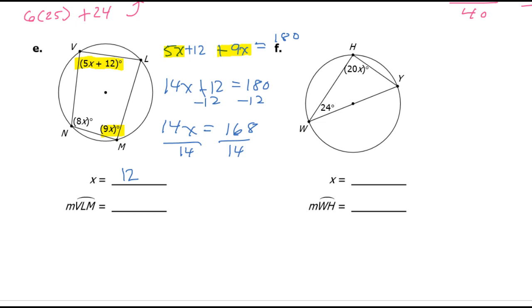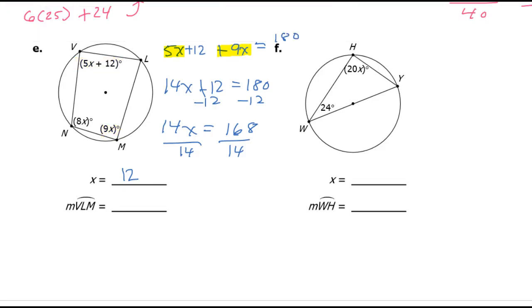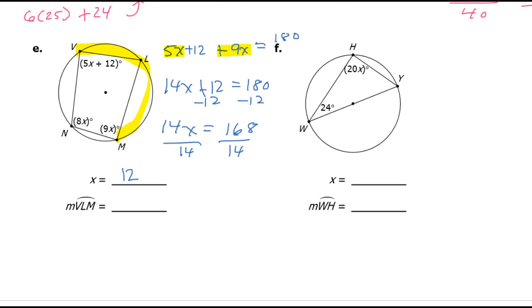So then they want us to find arc VLM. Let's take a look at that. Clean this up. So arc VLM. Can somebody walk me through how I can find this yellow arc?